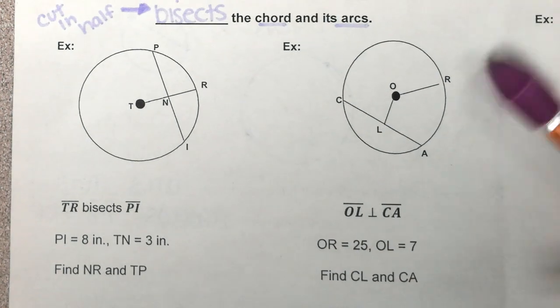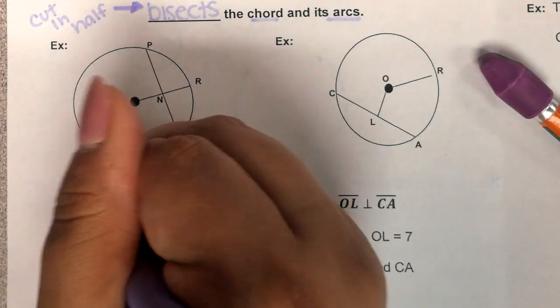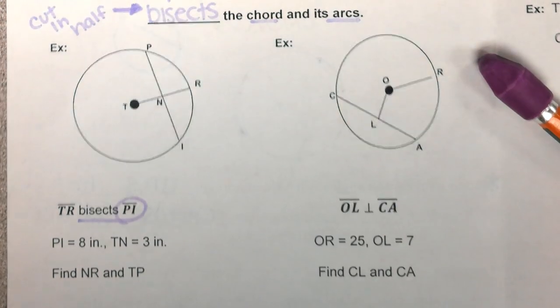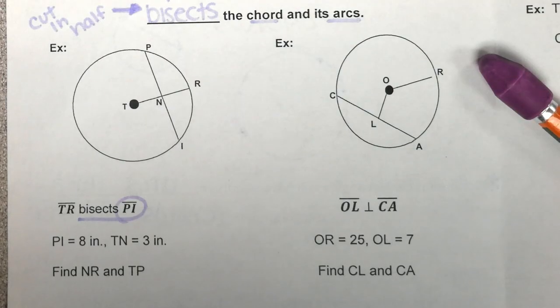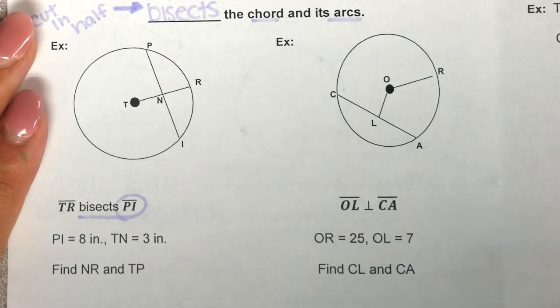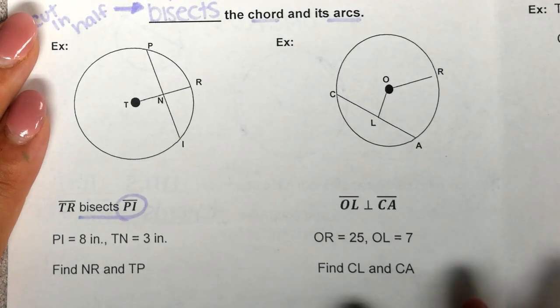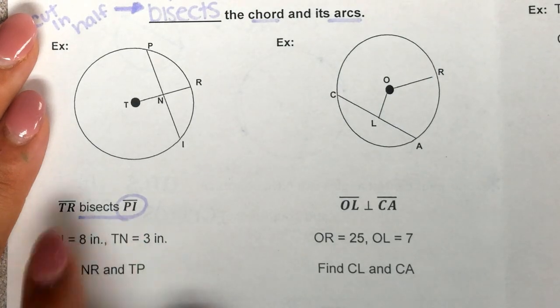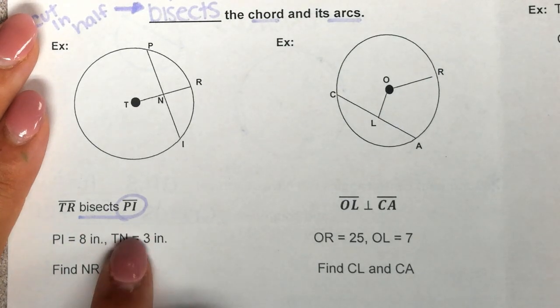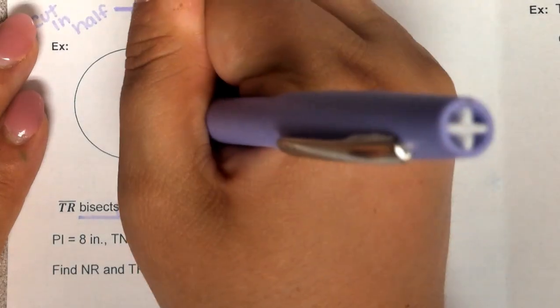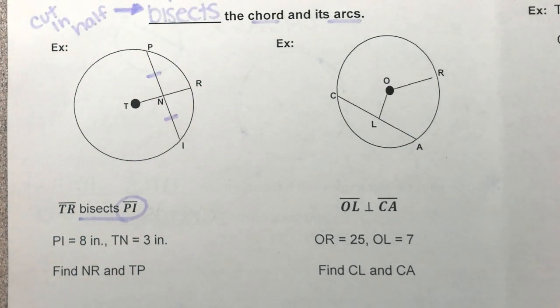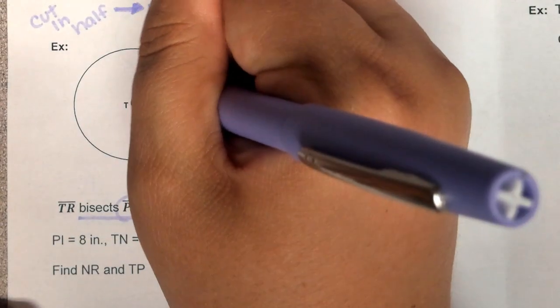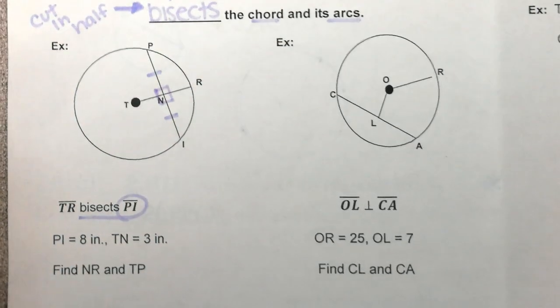Number 1, it says TR bisects PI. What does that mean? Which one does it cut in half? Both. Not both. PI. TR bisects PI. They don't bisect each other. PI is the one that's cut in half. So I'm going to draw tick marks on PI. Because I have tick marks, what else can I draw? I can draw a 90-degree angle. And you can draw it all the way around or just on one. It doesn't matter.